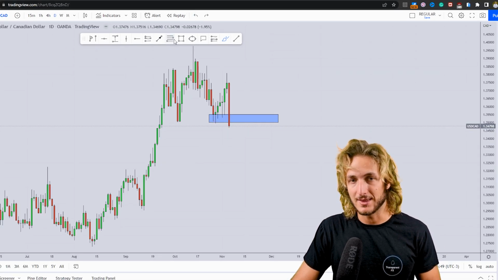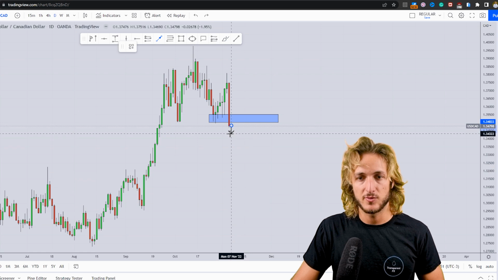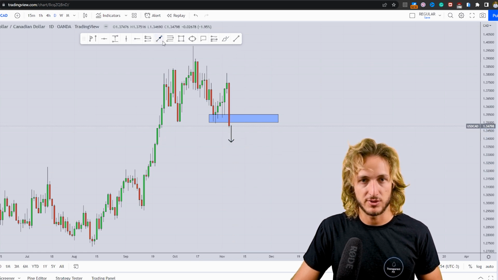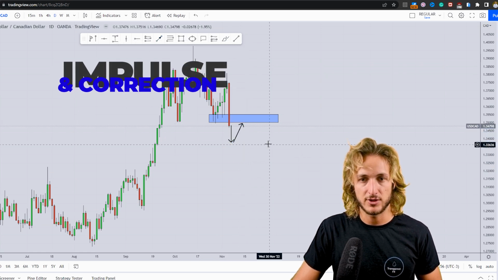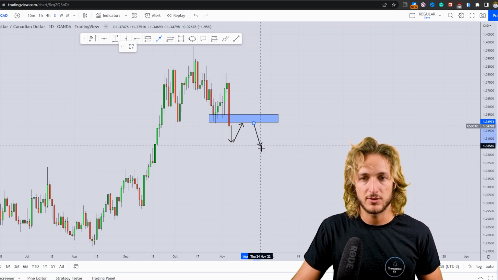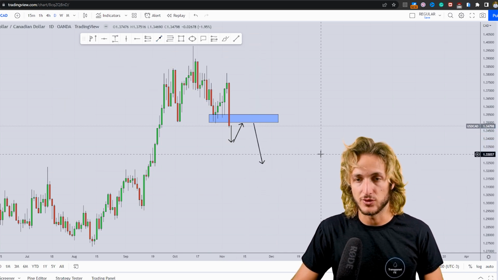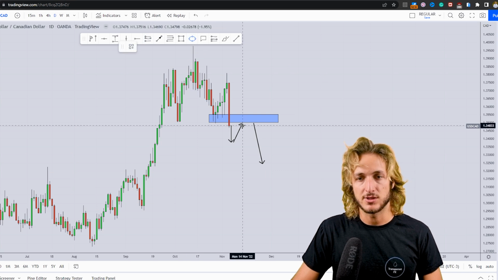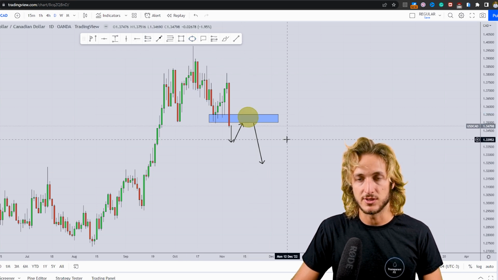So what we would like to see in a situation like this is for the market to complete this impulse to the downside, then provide a correction. And from here, we would like to see the market create more bearish continuation. So this is the area inside of which we would have the most interesting situation.